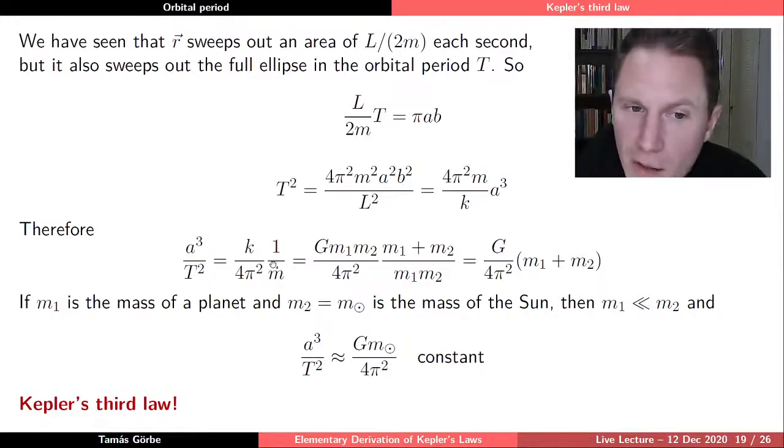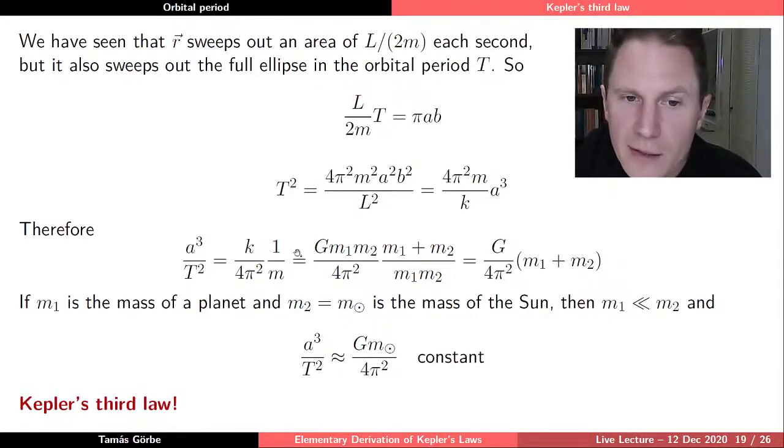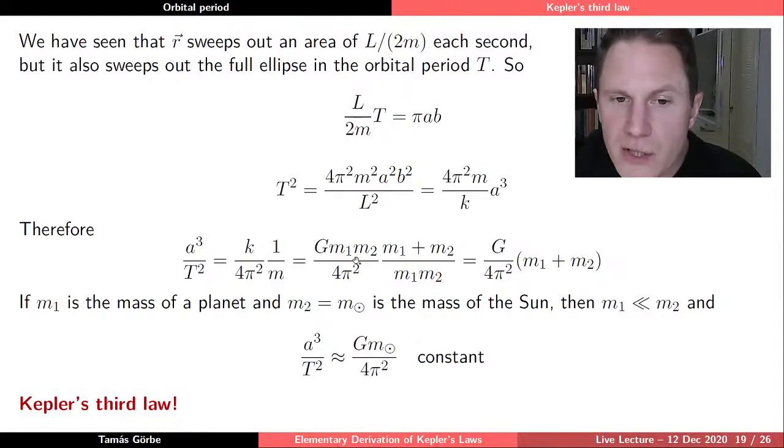Now, if you substitute everything back into this expression, we introduce little k to stand for capital G times m1 times m2. So capital G is of course the gravitational constant.